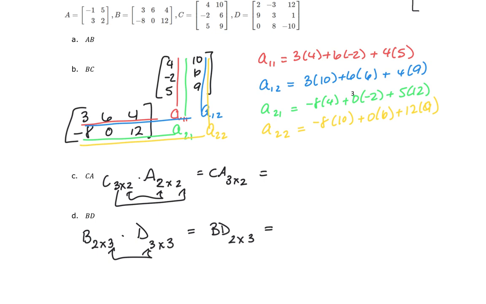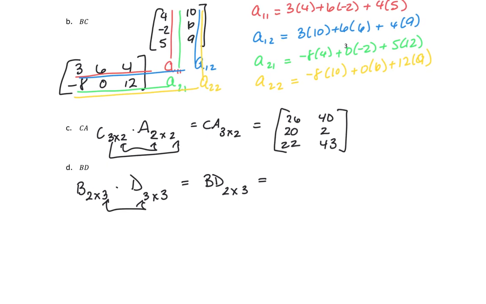Oh, wait, I'll give you the answers. Your C multiplied by A matrix should be, when you did all the math, 26, 40, 22, 22, and 43, if I didn't make any mistakes. And then your B multiplied by D should be 60, 41, 2, negative 16, 120, and negative 216. And now that's it for this video.